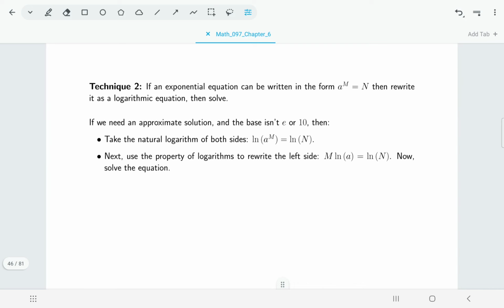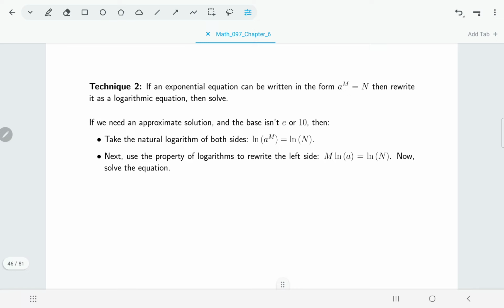Another option is we might have something where it's one exponential function equal to another number. So depending on what our goal is, we might need an approximate solution, or maybe we want an exact solution. So what we can do is, if we want an exact solution, just rewrite it as a logarithmic equation. So if it's anything to a power of m equals n, whatever our base is, we can rewrite it as log base a.